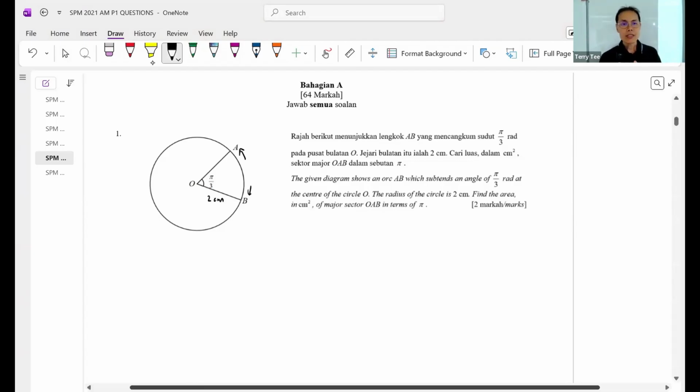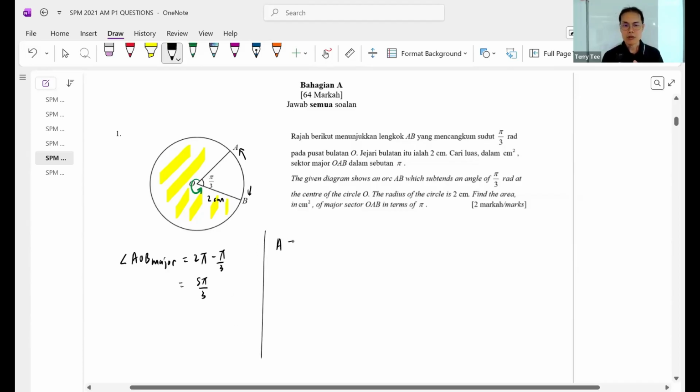Okay, it's very simple. If you're finding the area of major sector, you must first find out what is the angle for the major sector. The angle of major sector is this. Now we know one whole turn is 2 pi. So your angle of major sector AOB, you can write this as AOB major is 2 pi minus pi over 3. So that gives us, answer is what? 5 pi over 3. Okay, so in order for us to find the area, the formula is half r square theta. Theta will be 5 pi over 3.